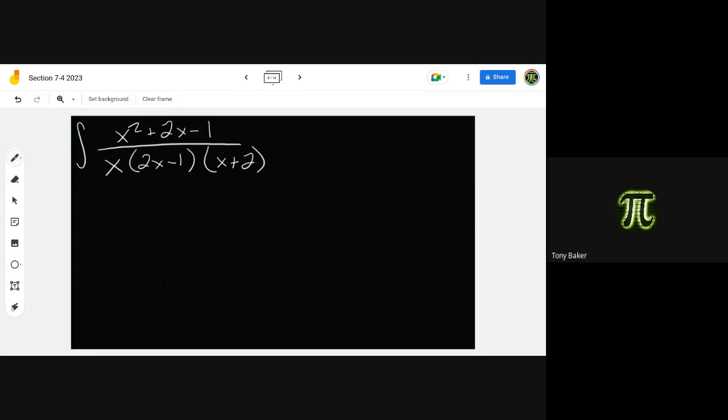So my 3 parts I'm going to have for this, I'm going to have A over x plus B over 2x minus 1 and C over x plus 2. So since I have 3 parts down the bottom, I'm going to have 3 fractions.